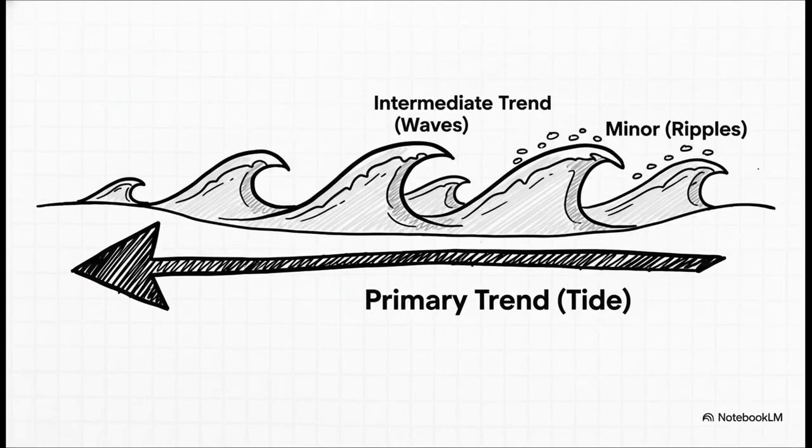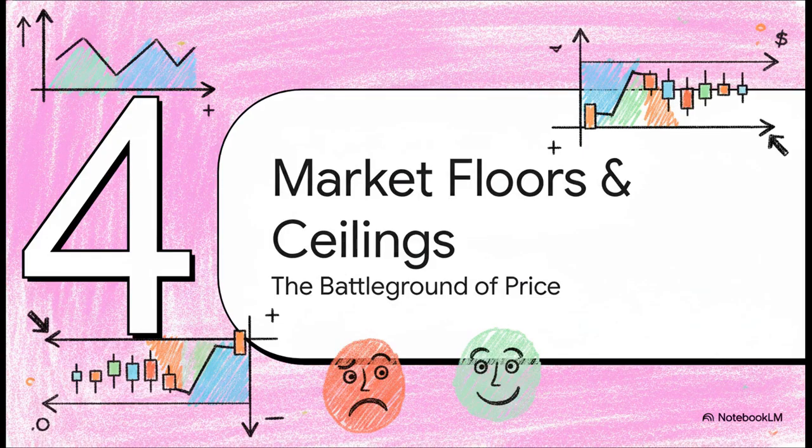One of the pioneers of all this, a guy named Charles Dow, he came up with a really great analogy for this. He said trends are just like the ocean. You've got the primary trend, that's the main tide, lasting a year or even more. Then inside that tide, you've got the intermediate trends. Those are the waves, lasting, say, a few weeks to a few months. And then even smaller, you have the minor trends, the little ripples on top of the waves, lasting just a few weeks.